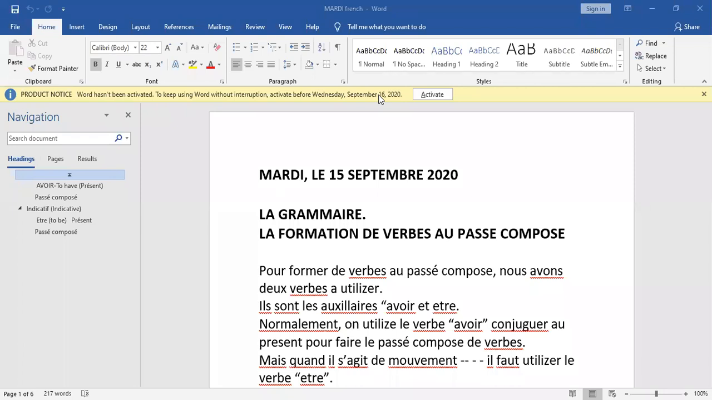Okay. We are looking at what? La grammaire. And the main topic is what? La formation de verbe au passé composé. And I said that we use two verbs, and these are helping verbs, auxiliary verbs, to take another verb into the past. When a verb involves movement, you don't need to use avoir to take it into the past. You can only use être to take a movement verb into the past.